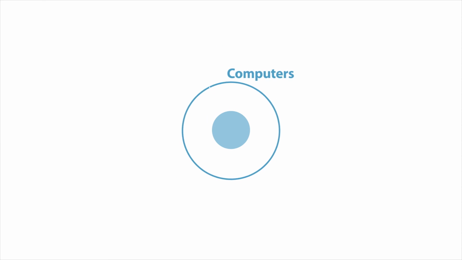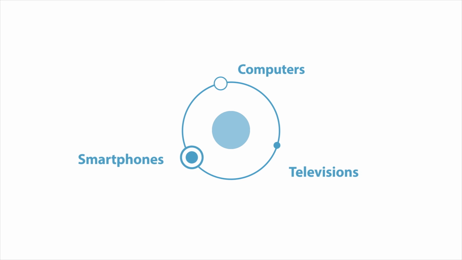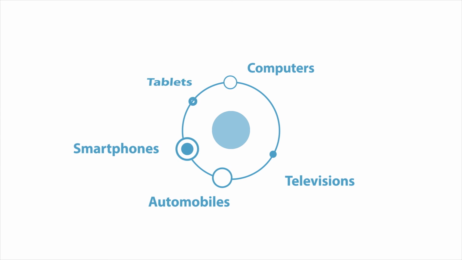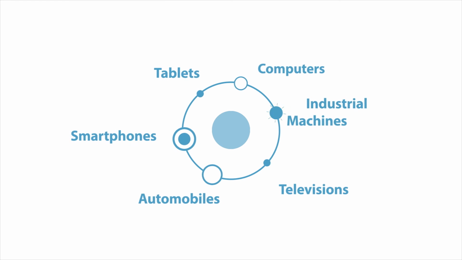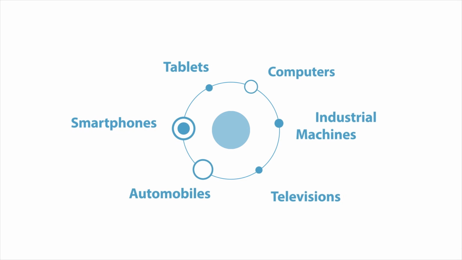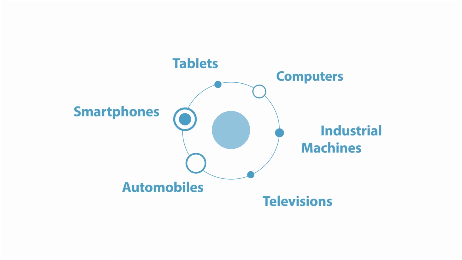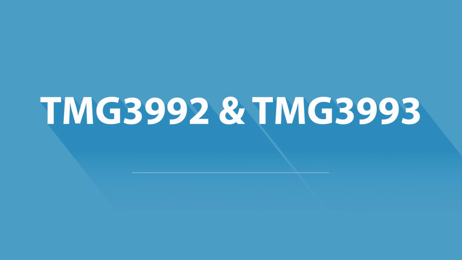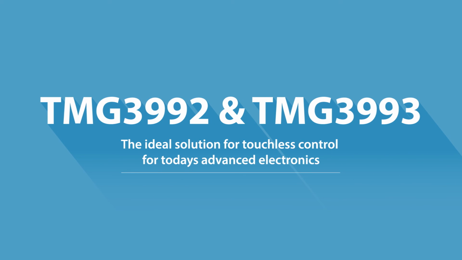We're not only talking about computers and phones. With touchless gesture sensors, any device is able to communicate more effectively by understanding human gestures, from computers and smartphones to televisions, cars, industrial machines, and more. AMS's TMG3992 and TMG3993 offer an ideal solution for touchless control for today's advanced electronics.